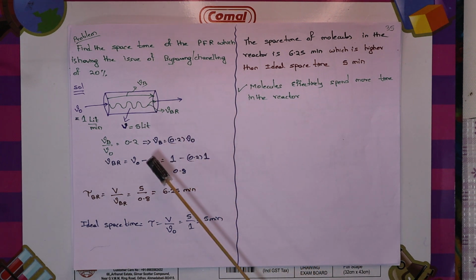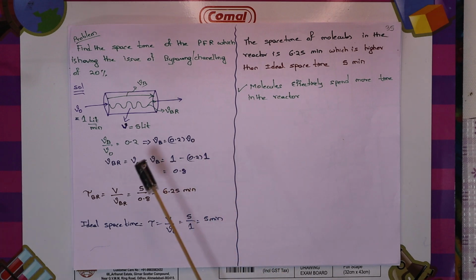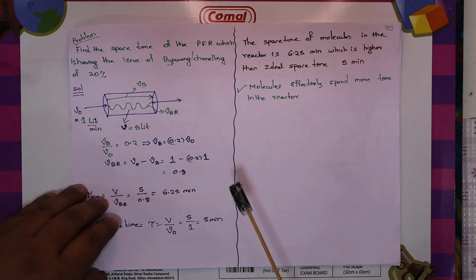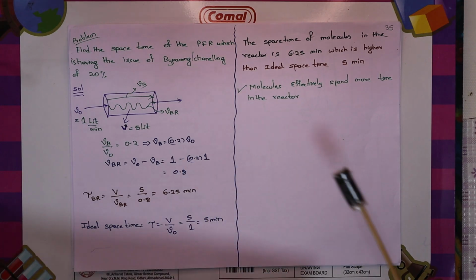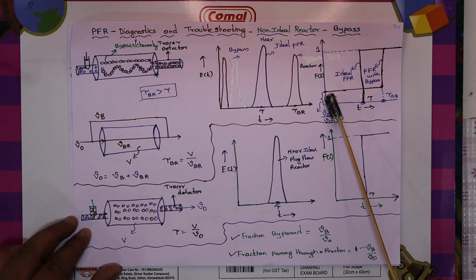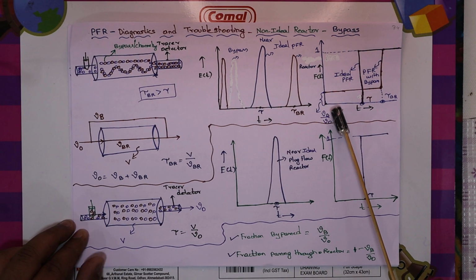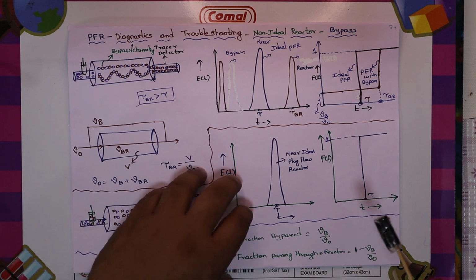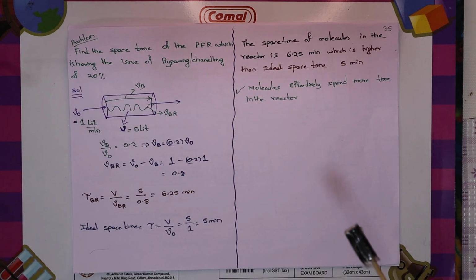Hope you have understood how the tracer curve experiments help us identify this particular non-ideality. How will people identify it? It is very simple. How can I get the 20% bypassing? Through the F of t curves and E of t curves, I can find nu B by nu 0. This cumulative distribution graph indicates that particular percentage of bypassing in the reactor.